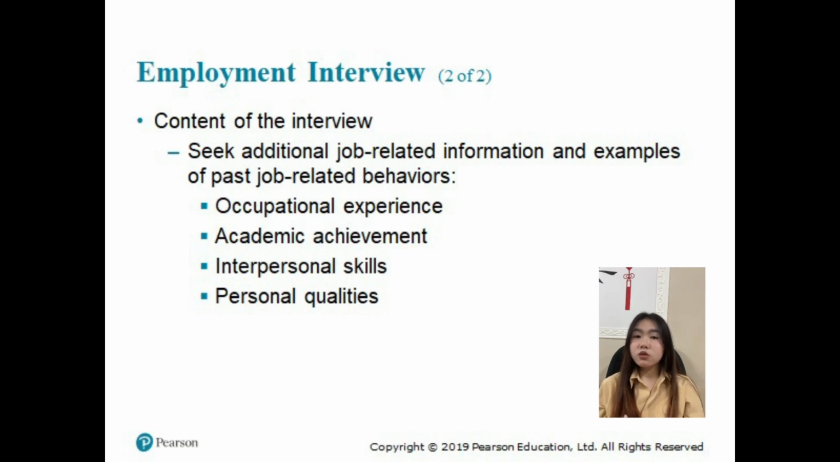Additional job-related information and examples of past job-related behavior. The interviewer will focus on the following areas during an interview: occupational experience, academic achievement, interpersonal skills, and personal qualities. During the interview, the interviewer should provide information about the company, the job, and the expectations of the position.